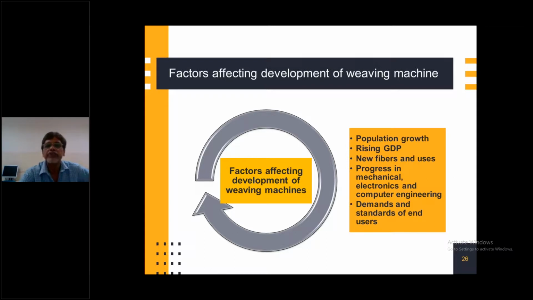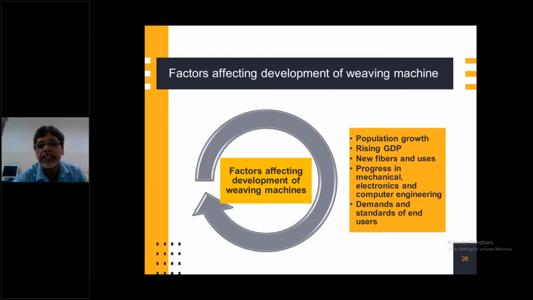Then you also find progress in mechanical, electronics, and computer engineering. All of you know that these machines are fitted with all kinds of gadgets in their design. And of course, there is demand and standards from the end user. The demand from end users and the standards of the goods are increasing, so automatically the demands will be different. In order to cater to their demands, we always need better and better machines. That's the reason for the factors that drive the development of the machine.